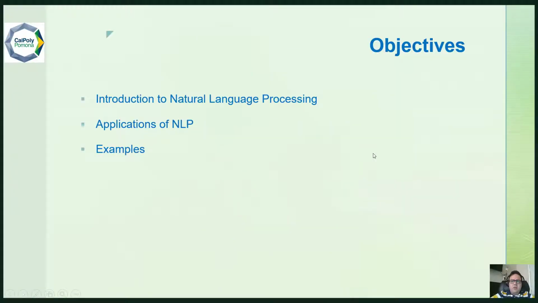All right, so the objectives of this week are three main areas. First, we are going to talk about natural language processing and then a couple of theories that we need to explain. And hopefully you have a better understanding of natural language processing after the implementation of it. And then we review some examples.